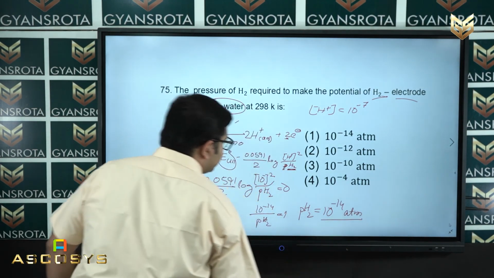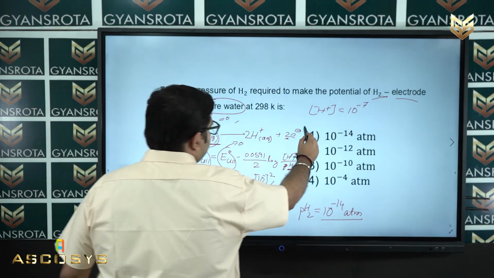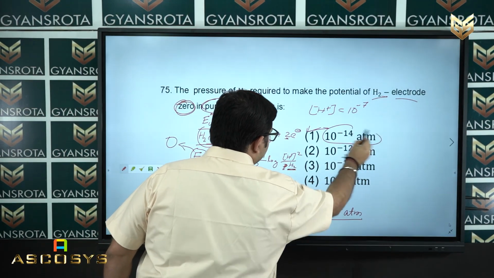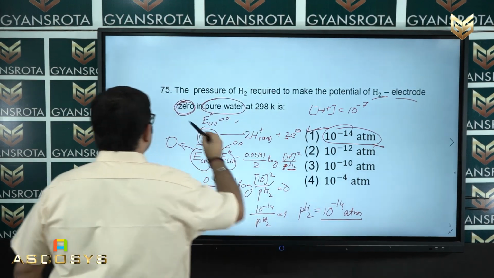Now you see where the option is given. Option number 1, where 10 to the power minus 14 is given, is the correct answer of your question number 75.